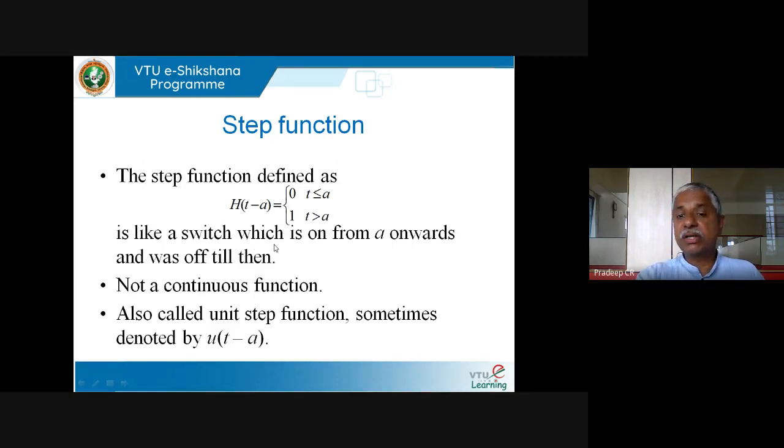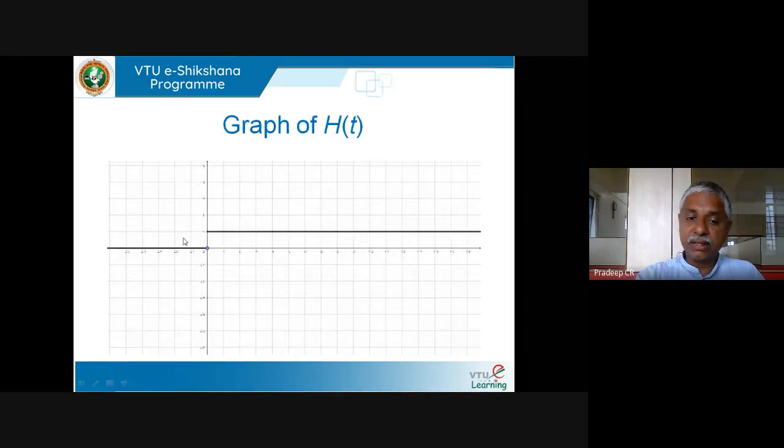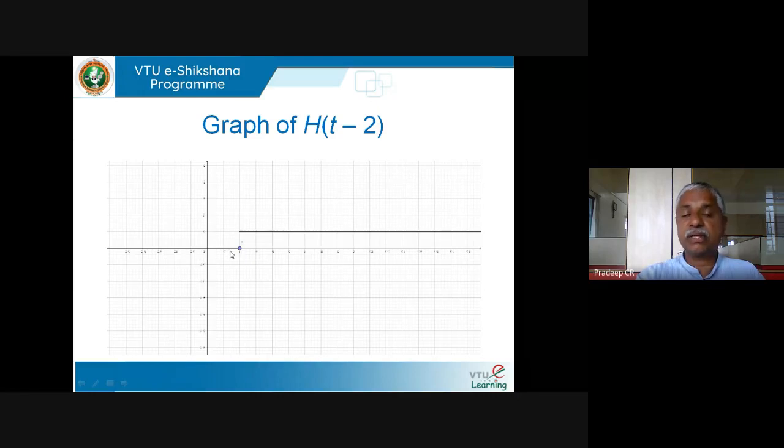It's like a switch which is on from a onwards and was off till then. You see here, till time t equal to 2 seconds, the switch was off. Let us take the example of a switch at your home or anywhere. At a particular time, t equal to 2 seconds, I switched the switch on. Till then it was off. That means till then there was no electricity passing in the circuit. At t equal to 2 seconds, the moment I switched it on, electricity started passing.